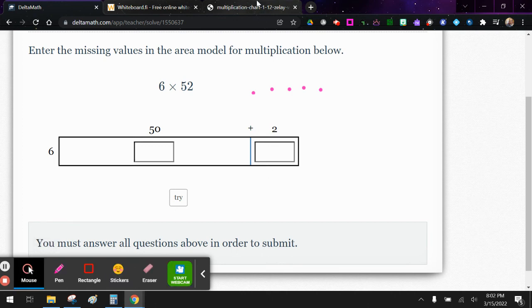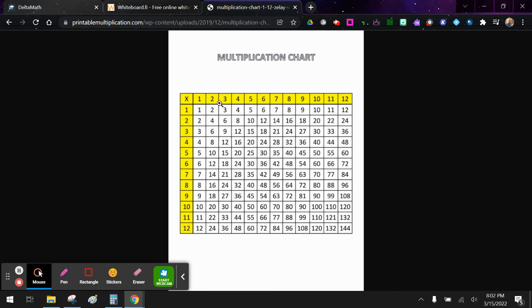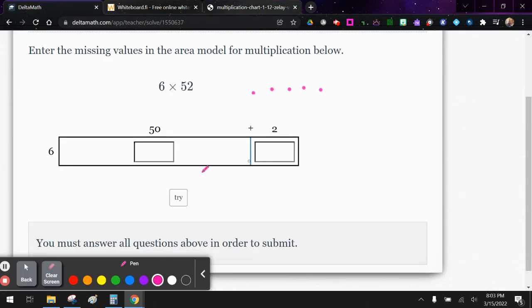6 times 2. And again, you can check your multiplication chart. All right, so here's 6, here's 2. 6 times 2 is 12. Here we go. 6 times 2 gives you 12. Okay, so we're going to put 12 in that first box. Well, the box on the right.